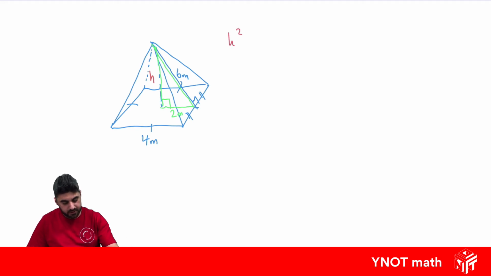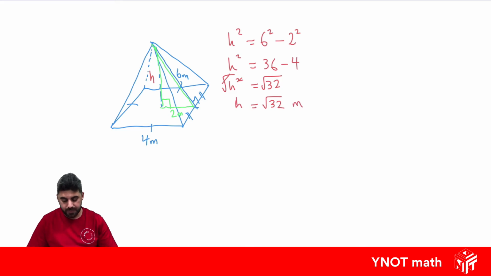So our height squared is our hypotenuse squared, which is 6, minus the shorter side squared, which is 2. So we get h squared equals 36 minus 4. H squared will be 32. We can square root both sides. So h equals root 32. You can leave it in exact form. So it'll be root 32 meters. And we can use this now to find the volume and the surface area.